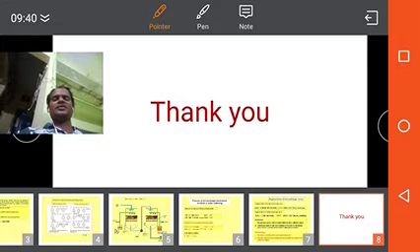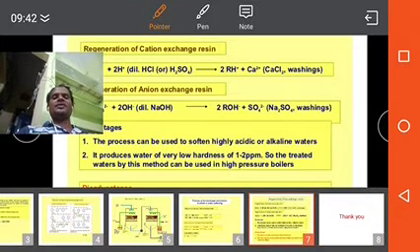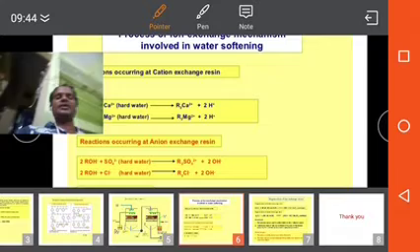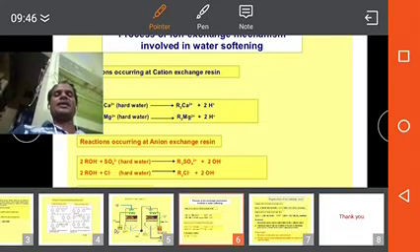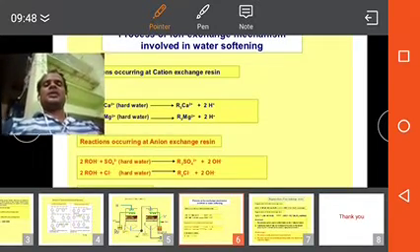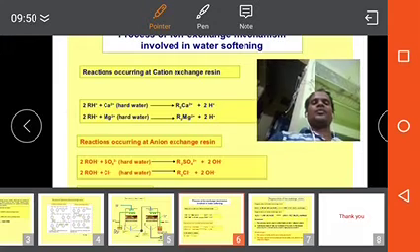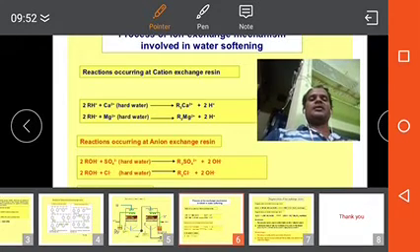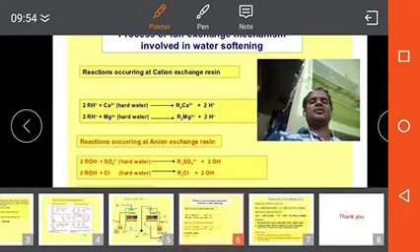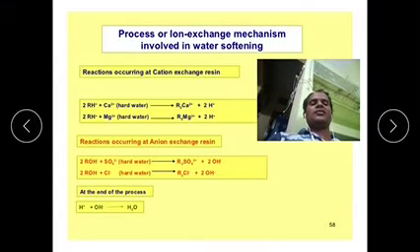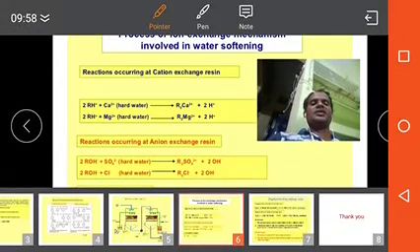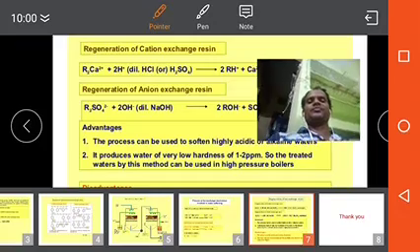Once again, we have to observe the reactions. Please remember these reactions in the resin containers and the regeneration reactions.